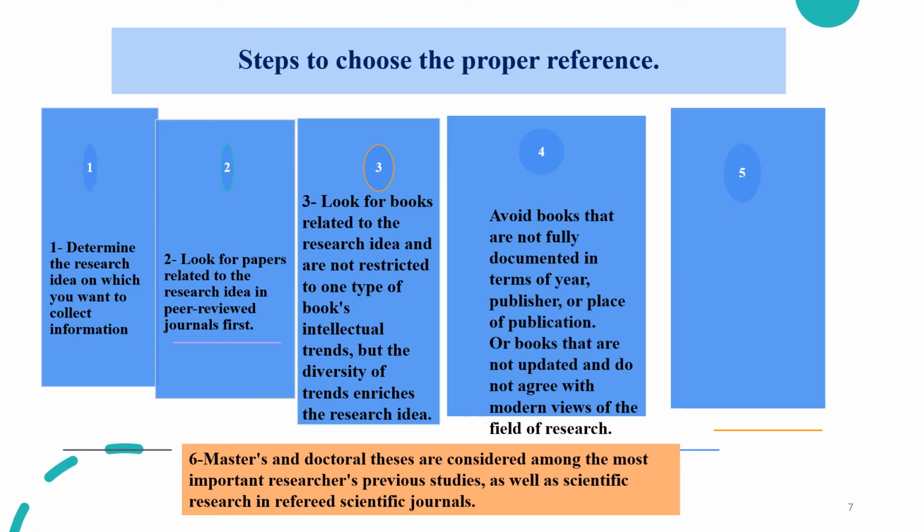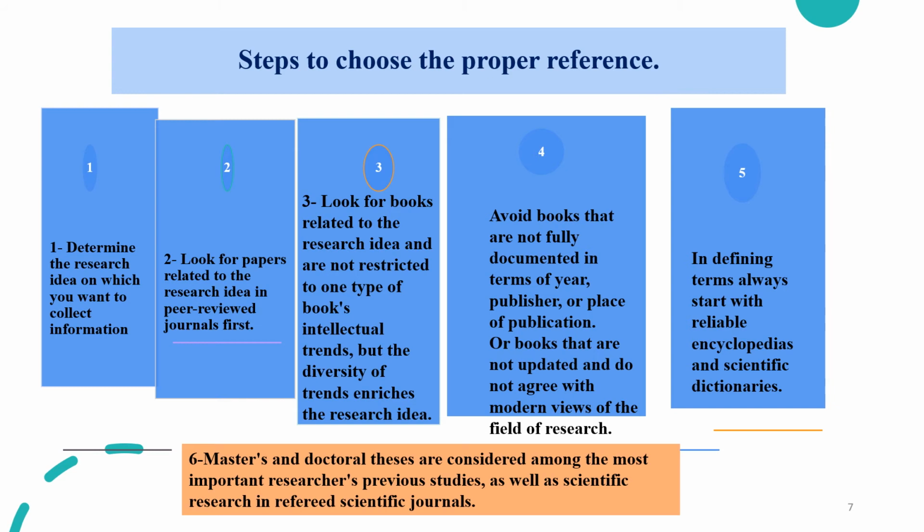Number four, avoid books that lack basic information, such as the publisher or the place of publication, or books that are not updated and don't include modern views or recent information related to your field of study or research. So avoid, as much as you can, this type of books because they are not useful or important for you. Avoid books that are not fully documented in terms of year of publication, publisher, name of the writer, or place of publication, or books that aren't updated and don't agree with modern views or the recent point of view of the field of research.